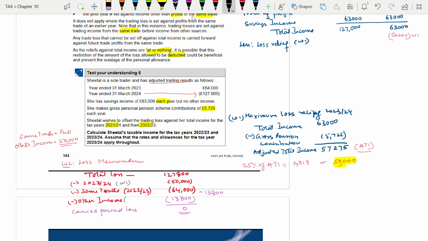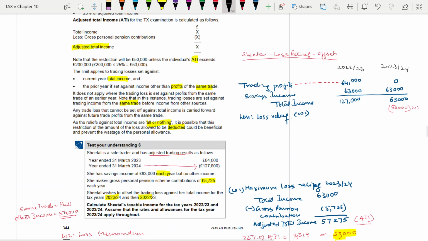This is also 22-23. How much are we deducting the loss from 22-23? We are deducting the loss relief. Is it at same trade? Working 2. Same trade how much? 64,000. Other income, how much are we deducting? 13,800. Okay, if you put the things like this, how much will you get?